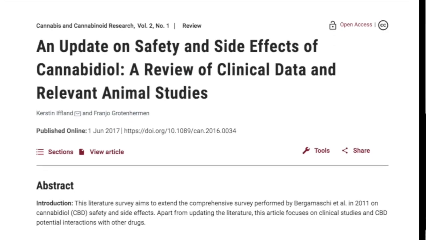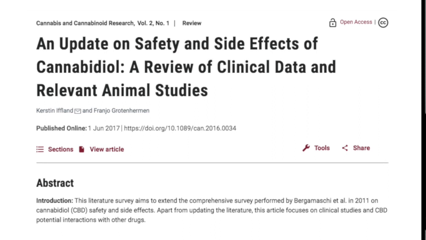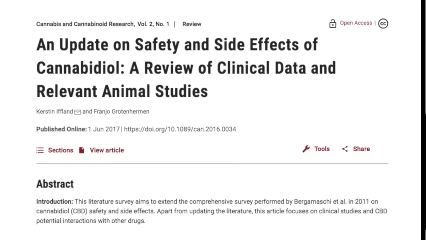In 2017, researchers set out to update the findings discovered in 2011, which we've just gone through. This time around, the focus was on clinical studies that documented CBD's interactions with other drugs. Now, the majority of the studies reviewed were performed on patients with epilepsy and psychotic disorders. According to the researchers, CBD has a better side effect profile compared to the current drugs used to treat these medical conditions.